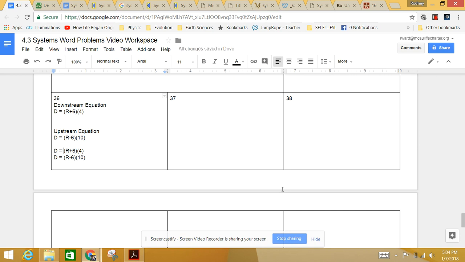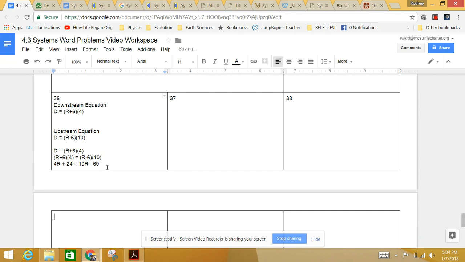So I can just copy this and replace D with it because D is just an expression of rate times time. So now I'm going to simplify things. I'm going to distribute 4 on the left and 10 on the right. So I distribute 4 times r plus 6. So 4r plus 4 times 6, which is 24, equals, distribute 10 over here, 10r minus 60, because 10 times negative 6 is 60.